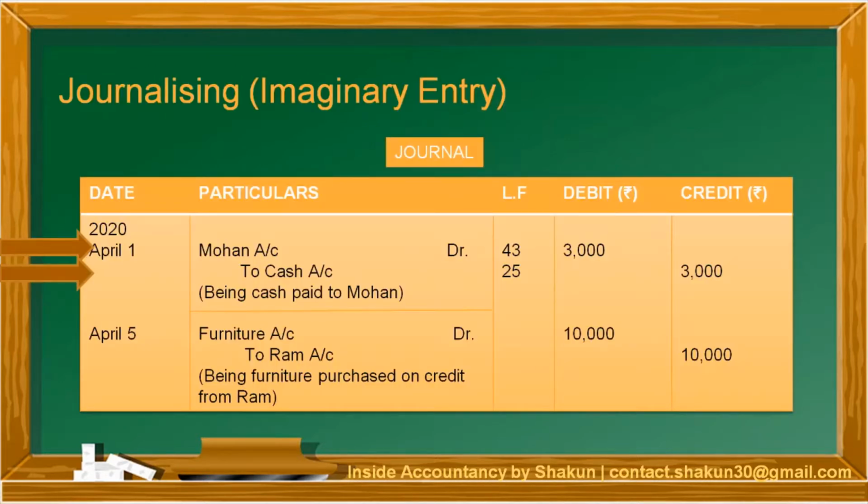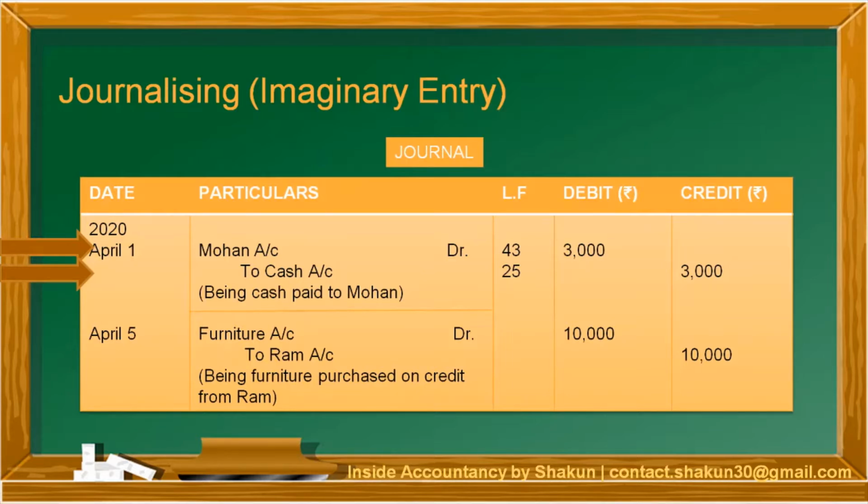Moving on. This is the format of journal. Before I proceed to the entries, I would just like to brush it up with you. So we have 5 columns: date, particulars. In the particulars column, you need to write the journal entry. Ledger folio is the page number of the ledger book. Debit and credit are the amount columns.